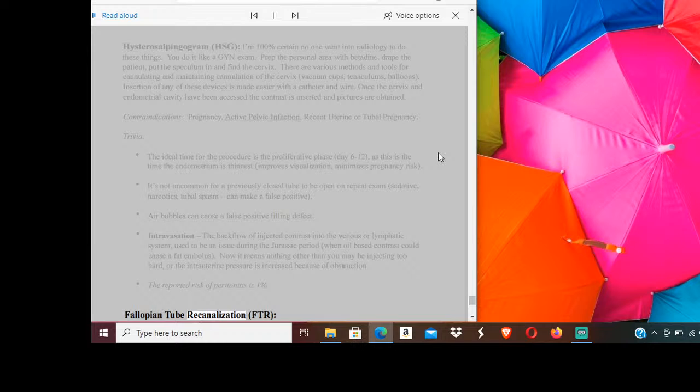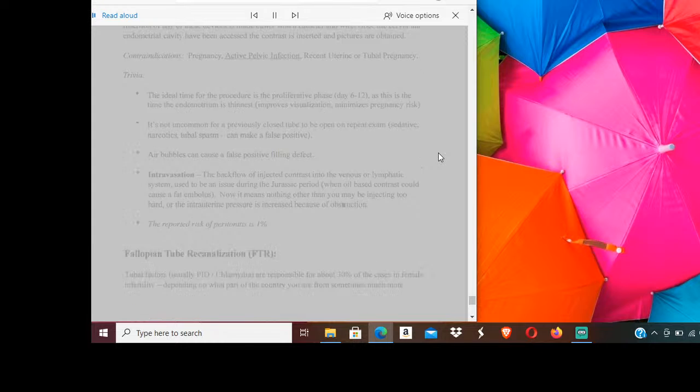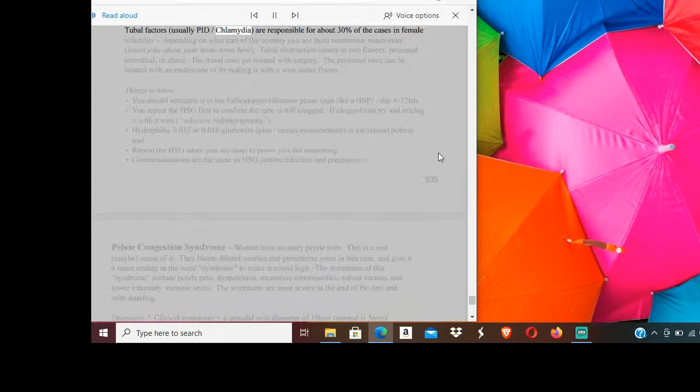Fallopian tube recanalization, FTR. Tubal factors, usually PID and chlamydia, are responsible for about 30% of the cases in female infertility, depending on what part of the country you are from, sometimes much more. Insert joke about your hometown here. Tubal obstruction comes in two flavors, proximal, interstitial, or distal. The distal ones get treated with surgery. The proximal ones can be treated with an endoscope, or by poking it with a wire under fluoro.